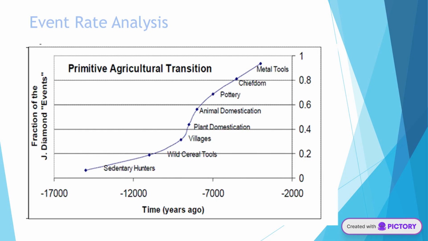Event rate analysis shows that the smaller steps within a larger transition might start slow, speed up, and then slow again. This is a standard pattern seen in commerce and maturing innovations. This shows the transition from hunter-gathering to agriculture occurred over a long period of about 10,000 years, with the fastest rate of innovations at about 9,000 years ago.